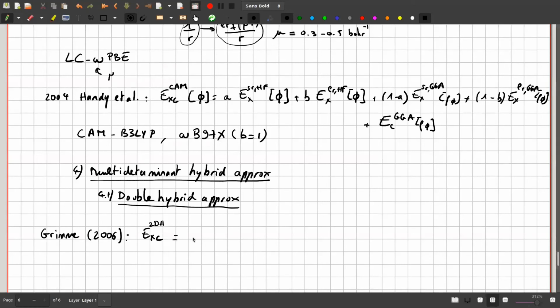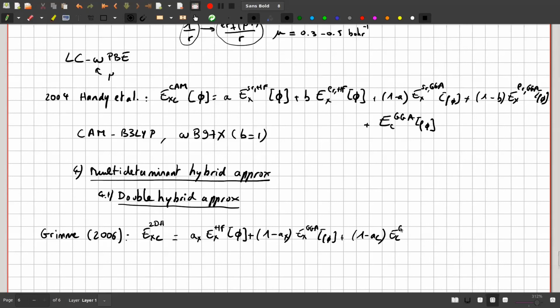And the idea is to have a fraction Ex of Hartree-Fock exchange, with the corresponding complementary fraction of exchange GGA. That's like the hybrid. But then you have a fraction of correlation in GGA. And then you have a fraction of MP2 correlation. So that's the MP2 correlation energy.